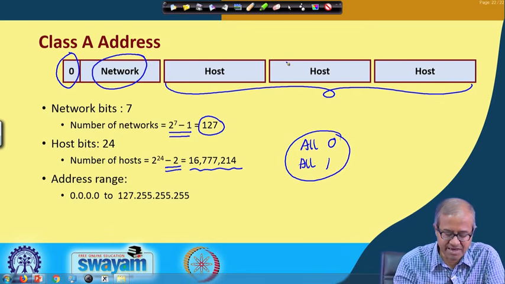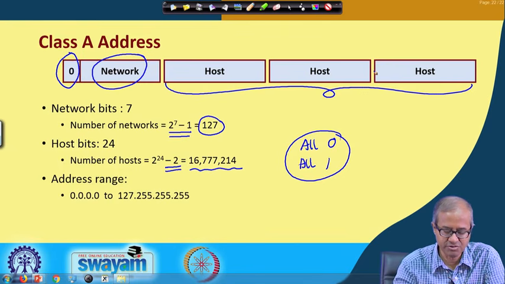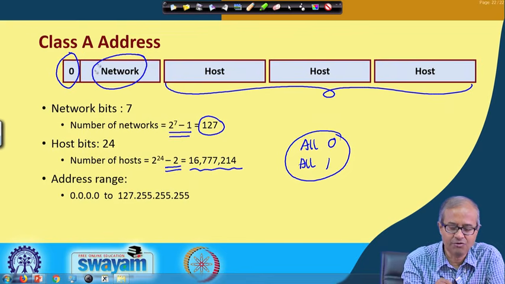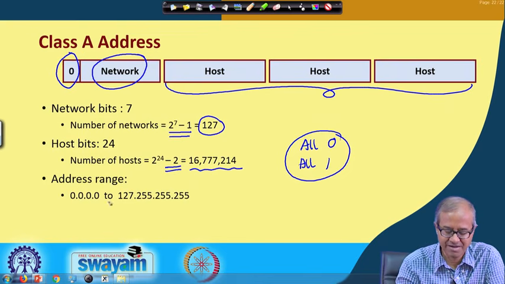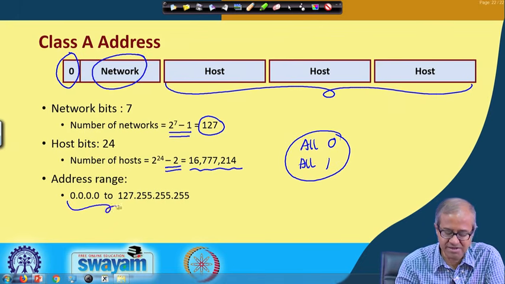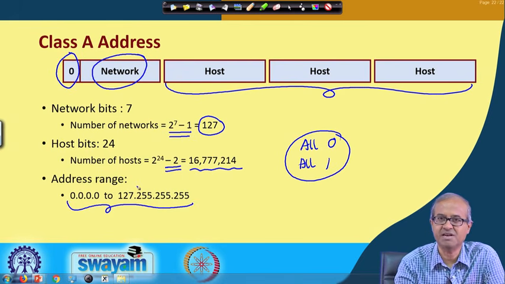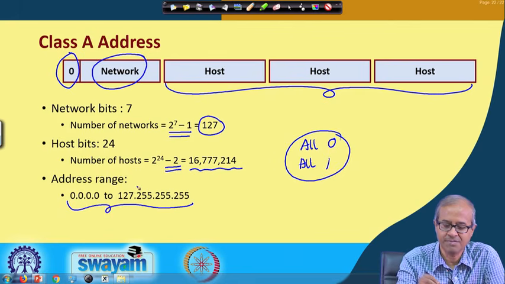If you look at the address range, the first bit is 0 and the rest can be all 0, so 0.0.0.0, up to 0 followed by all 1s, which comes to 127.255.255.255. This is in dotted decimal notation. So just by looking at the address, if it is in this range, it is a class A address.